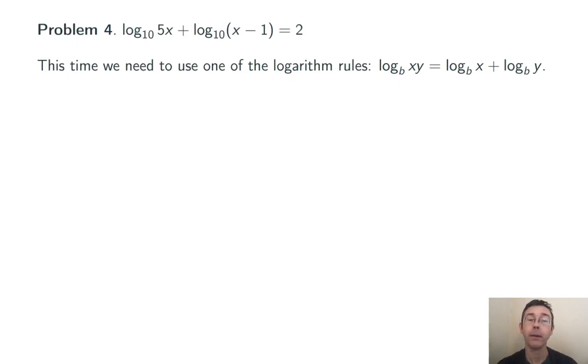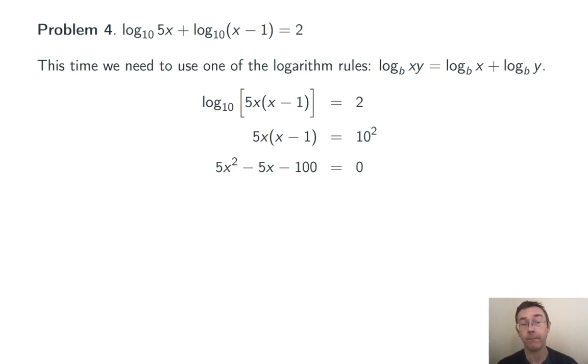So that log base 10 of 5x plus log base 10 of x minus 1 can be rewritten as log base 10 of the product, 5x times x minus 1. All of that has to equal 2. Now I can get rid of the logarithm using the definition. 10 to the second equals 5x times x minus 1.